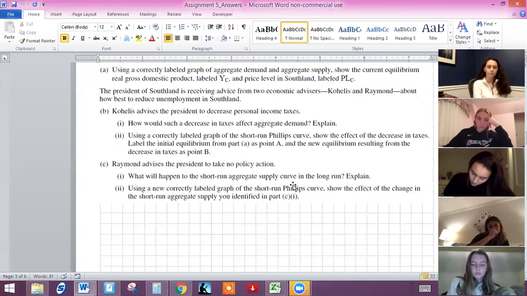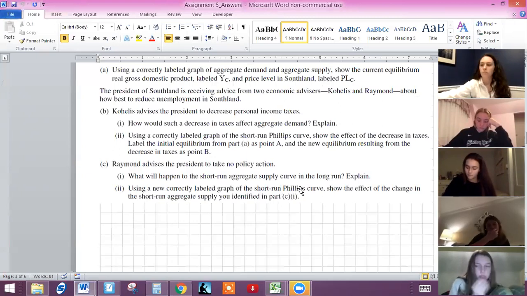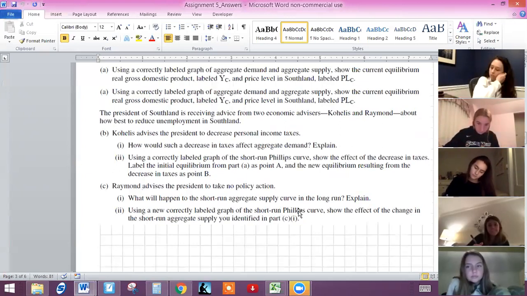Oh, short run Phillips curve. Okay, I was misreading that. Right. Okay, now I understand. So when you have a shift in aggregate supply, then what's going to happen is that because price levels go down, that means because you're actually lowering.